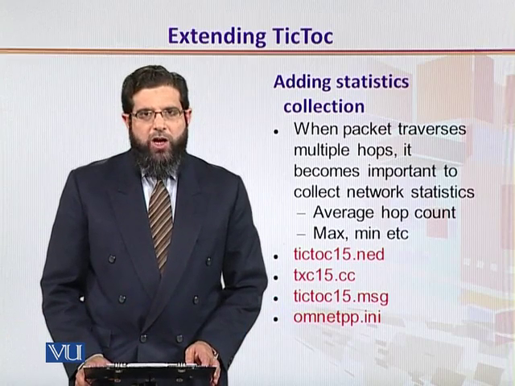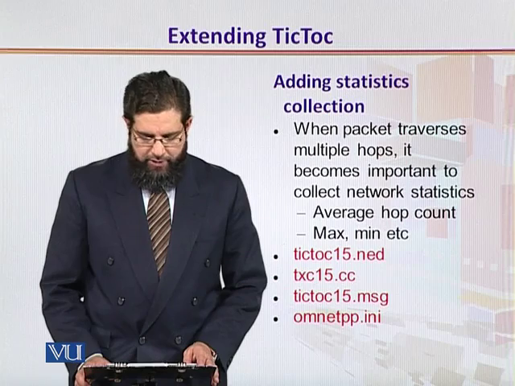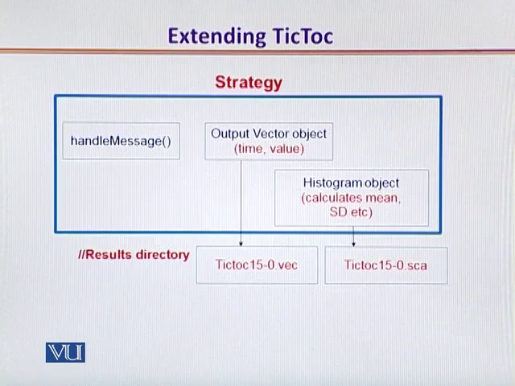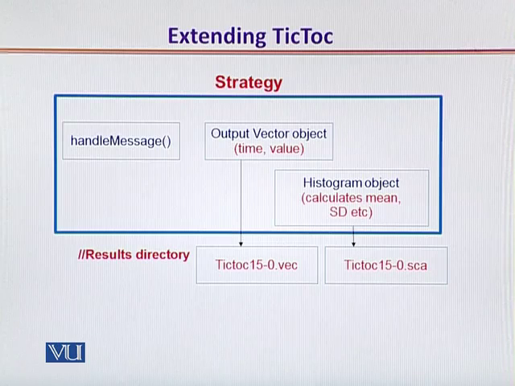In this module, we are going to refer to the files which are shown to you here. The strategy is going to be like this. We are mainly going to look at the working of the C++ file. Here, we are going to make use of the handle message function, and we are going to modify it such that it outputs vector and scalar data by using two objects, the vector object and the histogram object.